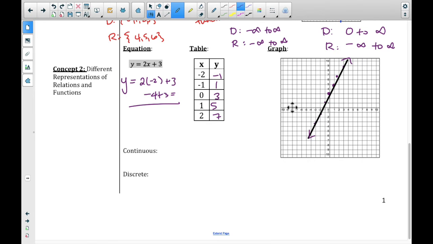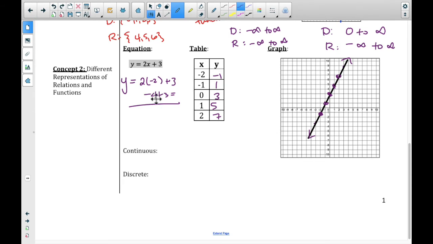I could have done it by a table. -2, -1, that's the one that I couldn't get quite right there. -1, 1 is right there. 0, 3, 1, 5, 2, 7. All of those go together. They're just different ways of talking about a function.